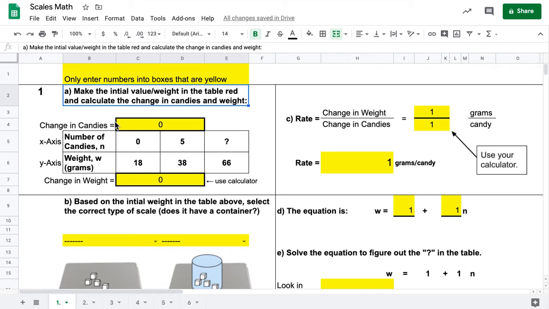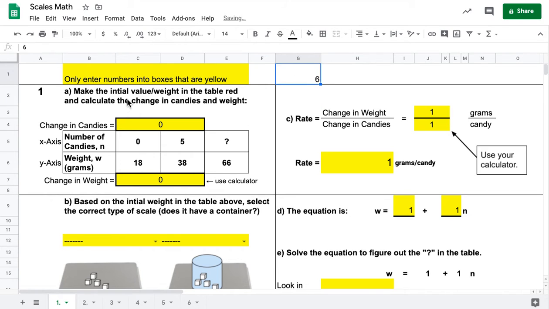If something happens that you don't like, say you put a number in the wrong box, you can just go up here to this arrow and hit undo. Okay, so you just hit undo, and then that will do it. So for example, I put a 6 here. I didn't want to have a 6 here. I go back and I press undo.